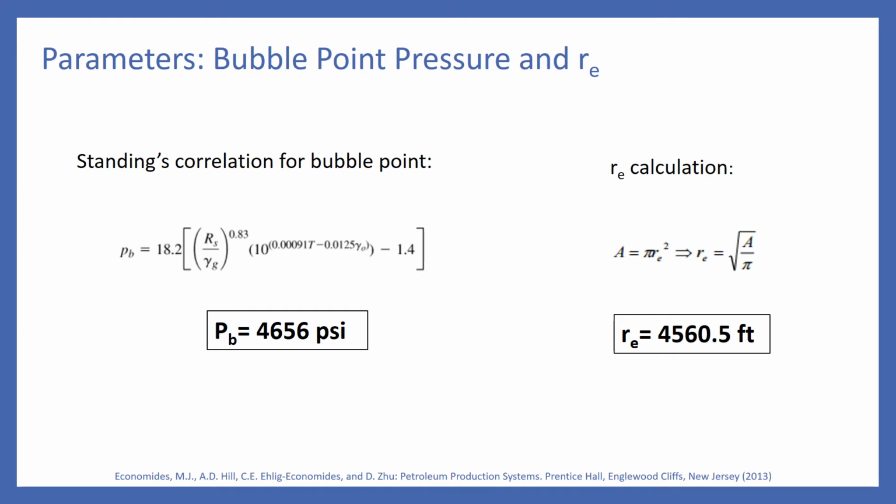We also needed to estimate an external radius for our reservoir. We assumed a circular drainage shape and were able to calculate an external radius of 4,560 feet based off that 1,500 acres given as the drainage area.